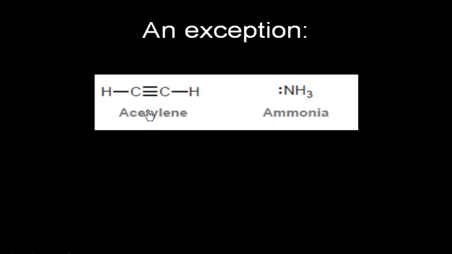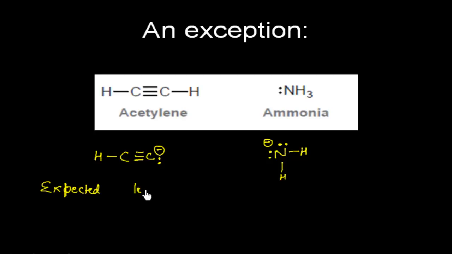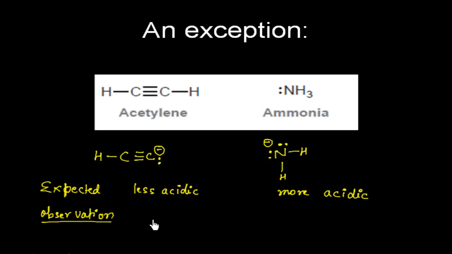Now let us discuss the exception. So we said acetylene and ammonia. If you make the corresponding conjugate base of ammonia, I will have NH2 minus here. It looks like negative charge is on nitrogen, the more electronegative atom. So by the rule we have discussed, negative charge on nitrogen is more stable than on carbon. So ammonia should be more acidic and acetylene less acidic. So expected is this is less acidic and this one is more acidic. But the observation is different. This becomes more acidic and this becomes less acidic.